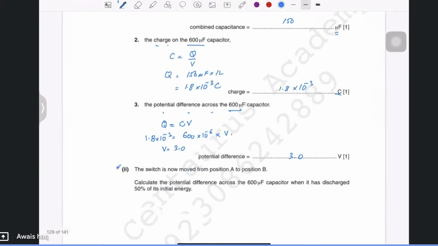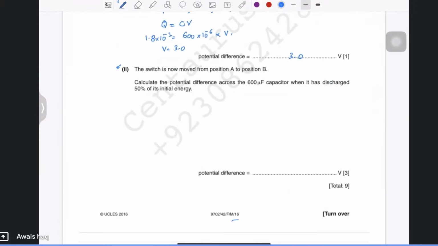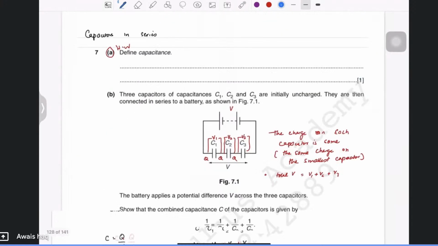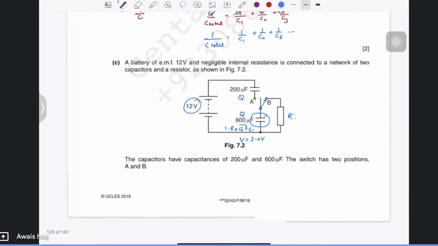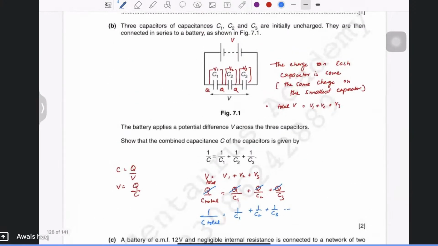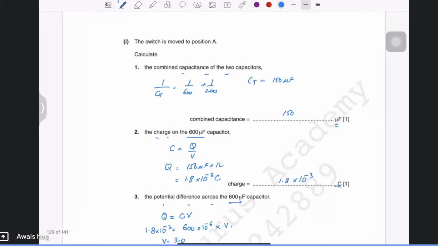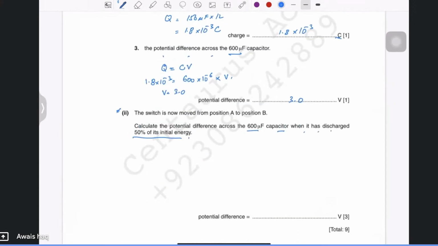And now it says calculate the potential difference across the capacitor when it has discharged to 50% of its initial value. Oh, okay. Do we have the resistance? Let me check first. Oh no, that's not fair. Okay, so no worries. This is a very similar question to the previous one.